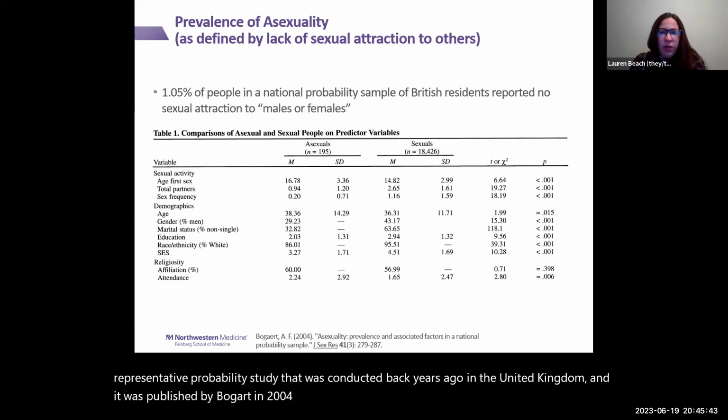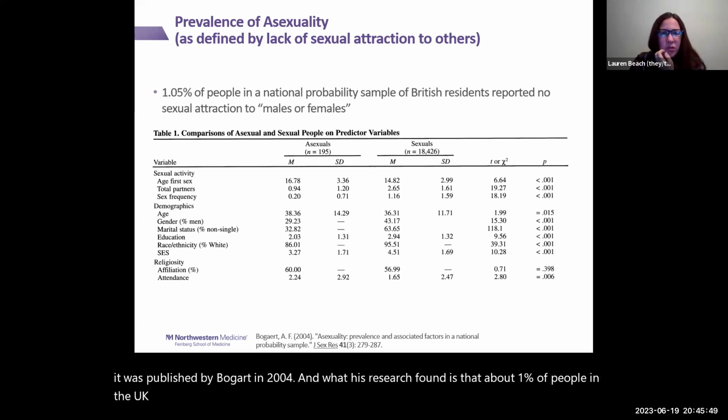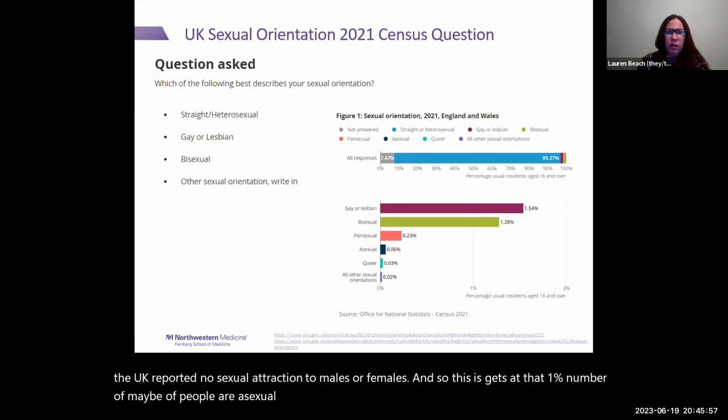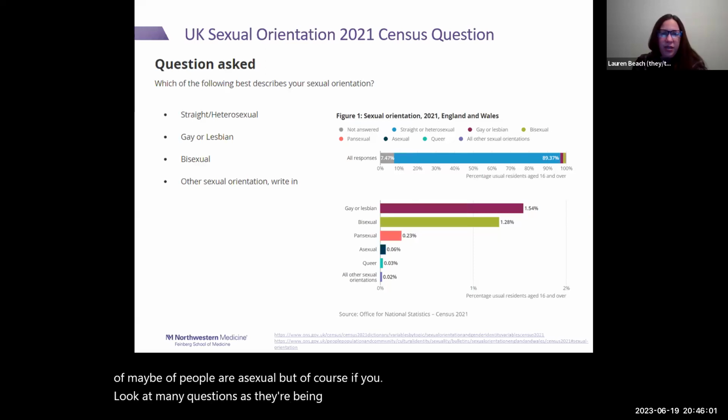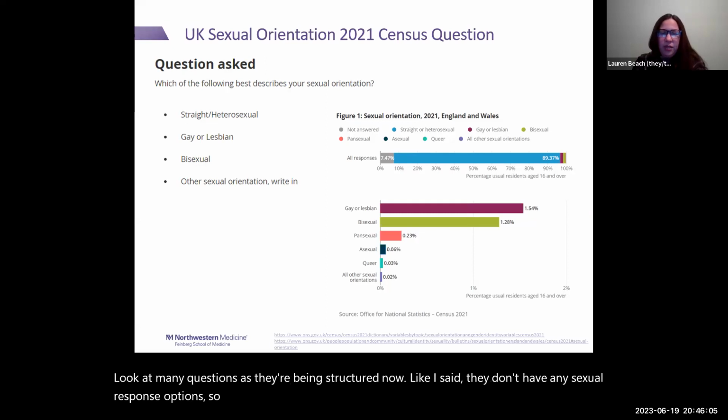And what his research found is that about 1% of people in the UK reported no sexual attraction to males or females. And so this gets at that 1% number of people who are maybe asexual. But of course, if you look at many questions as they're being structured now, like I said, they don't have any sexual response options. So the UK's census question for sexual orientation had a write-in option.